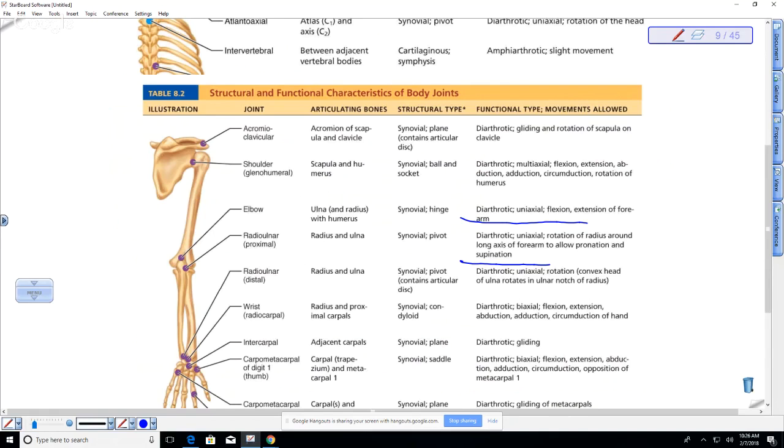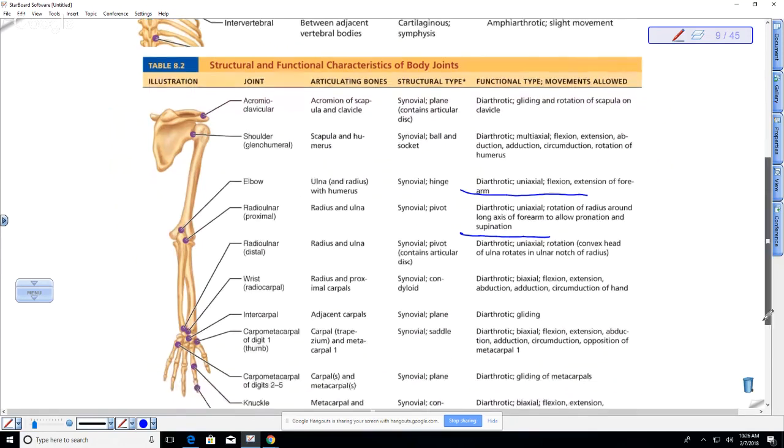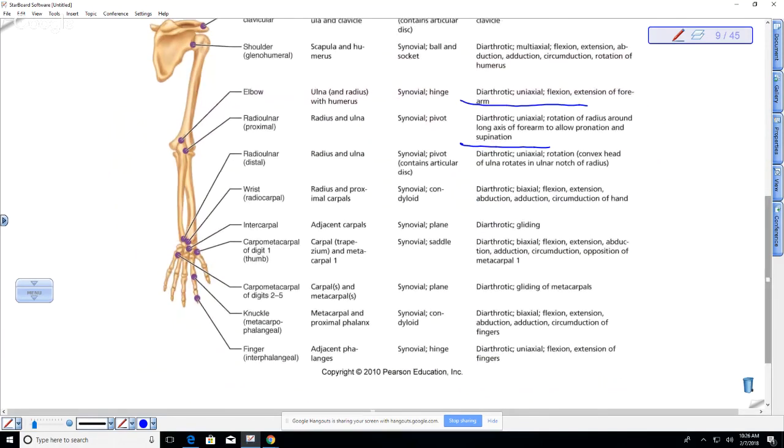Multiaxial would be like the shoulder, which I can move in many different planes. I can actually move it in a circle, which is called circumduction. So when you're doing your essay questions for the joints, you might want to look in these particular tables, if you wanted to do the elbow joint, for example, as part of your essay question.